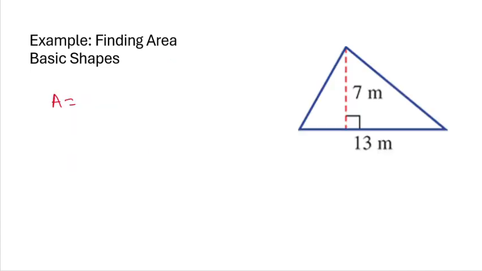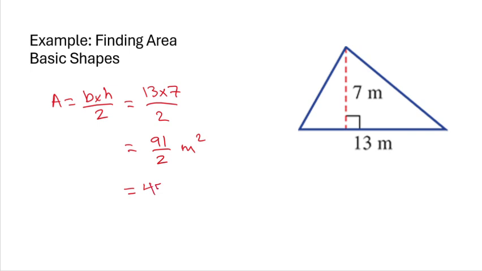Over here, this is a triangle, so this is just base times height divided by 2. So if I substituted the numbers in, I get 13 times 7 over 2. This ends up being 91 over 2 meters squared. And if you wanted to take it a step further, it would be 45.5 meters squared.